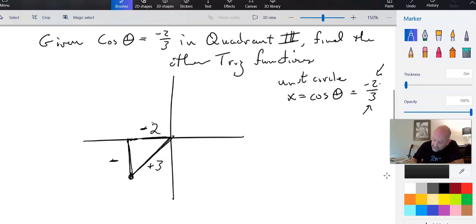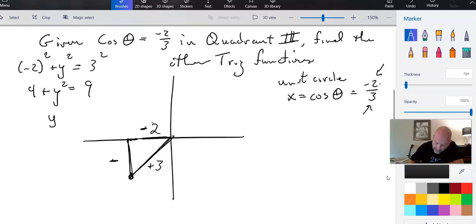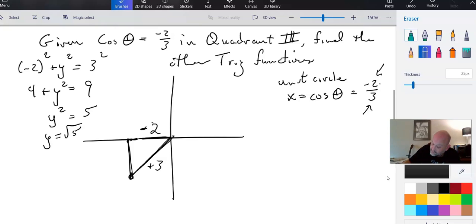Now we can figure out what this last side is and go from there using the Pythagorean theorem. So the Pythagorean theorem says that -2 squared, and this is my y coordinate, plus y squared is equal to 3 squared. Well, that means 4 plus y squared is equal to 9. And if I subtract, I get y squared is equal to 5, so y is equal to the square root of 5. So now this is the negative square root of 5.